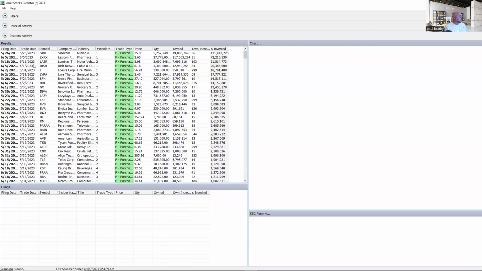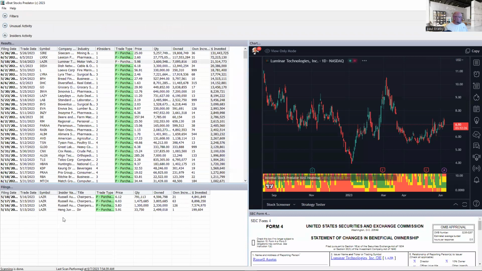Wow, okay. One thing I wanted to look at here, I saw this earlier: Luminar. So Russell Austin, chairperson, president, CEO, 10% shareholder, he bought a lot of shares, okay? Is he doing this to drive the price up? Most likely not, because that's a crap ton of money, okay?